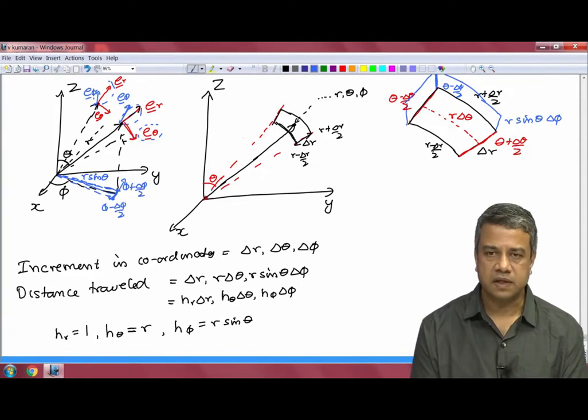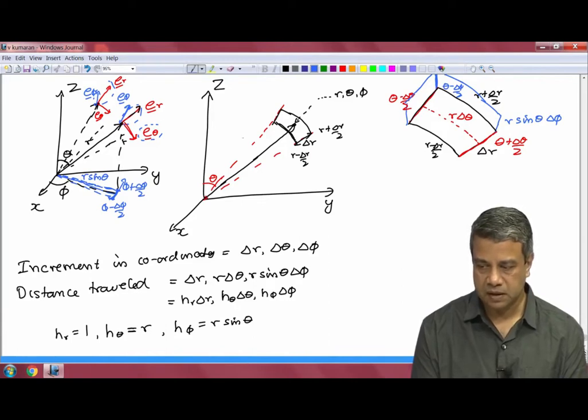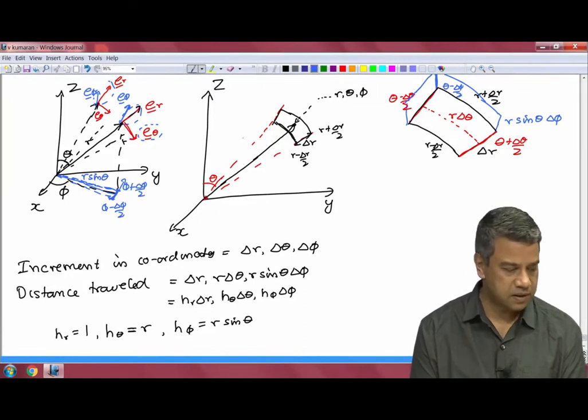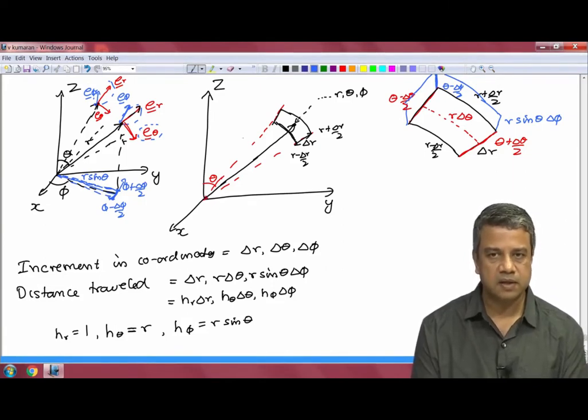These three unit vectors are perpendicular to each other at all locations in space. The direction of the unit vector changes as you change locations in space, but at a particular location in space, the three unit vectors are all perpendicular to each other.